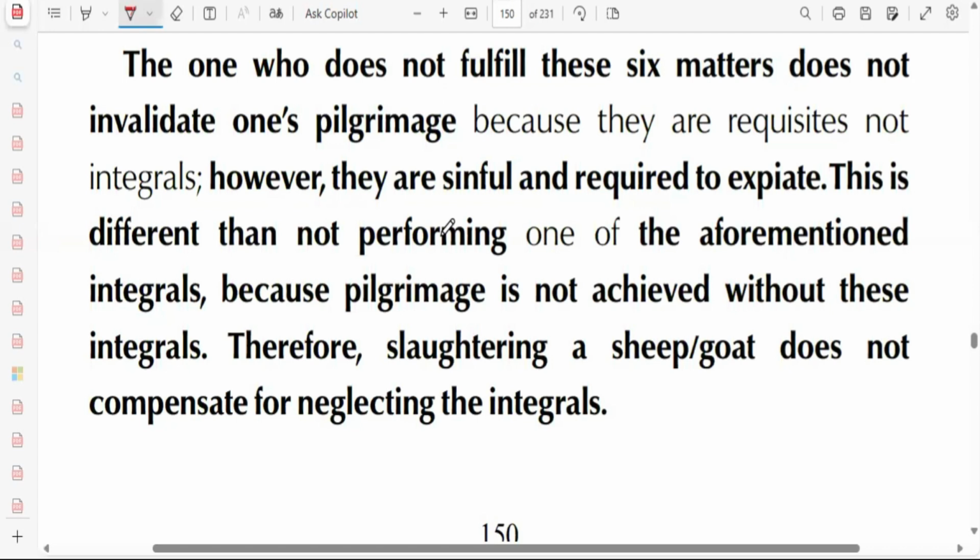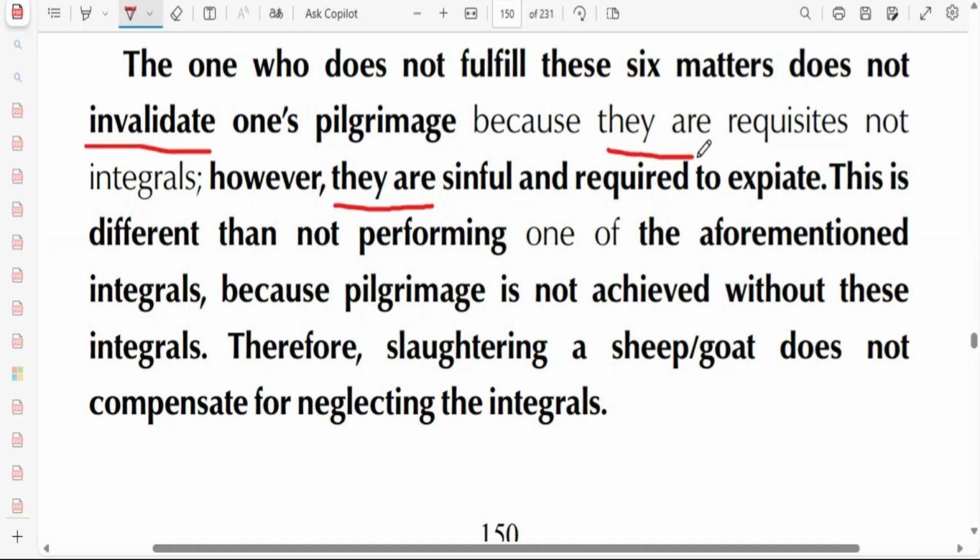The one who does not fulfill these 6 matters does not, so it says here, invalidate, so does not ruin or corrupt his pilgrimage, because they are requisites, obligations, mandatory matters that are not integrals. However, they are sinful and required to expiate. "They" means the one. However, he is sinful, that one who does not fulfill these 6 matters. He is sinful and required to expiate.